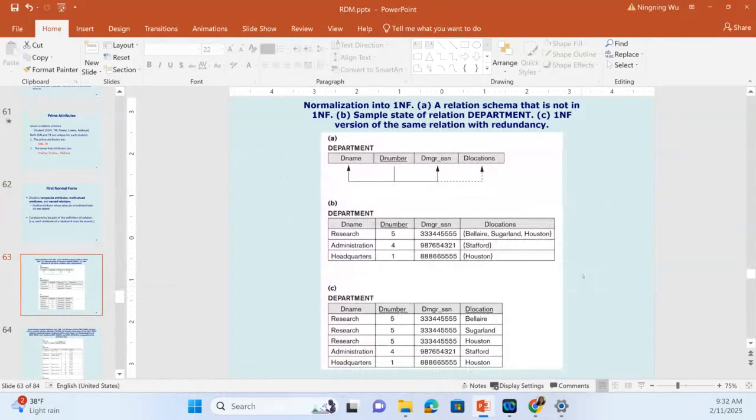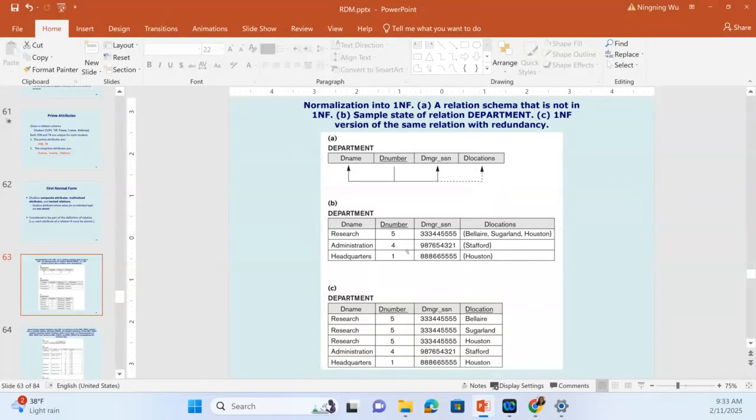Let's see some examples where the attribute is not atomic. In this example, we have a department schema. If you look at the table of the department, you can tell that the location attribute is not atomic, because for some records the location can have multiple values. In this case, the location is considered a multi-valued attribute, so it does not satisfy the first normal form definition.